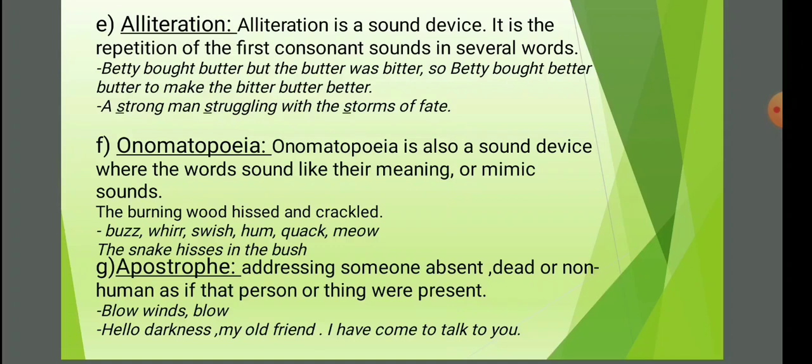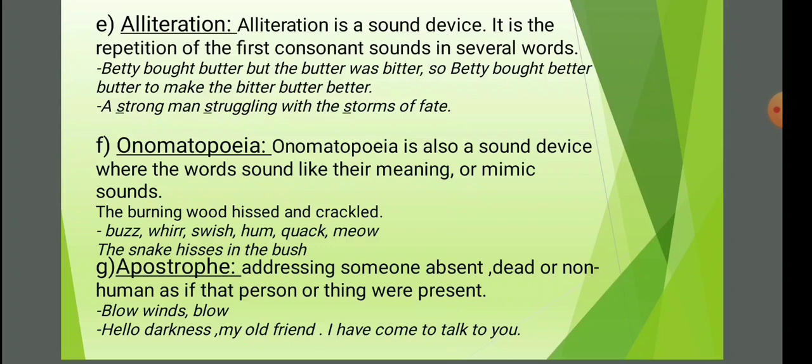Next figure of speech is onomatopoeia. Onomatopoeia is also a sound device where the words sound like their meaning or mimic sounds. In this, when you read the word, you can feel the sound, and that sound comes to your mind, means you are listening to that word. When you speak that word, that feeling comes to you.